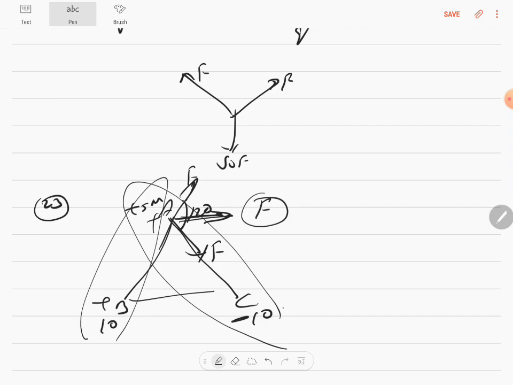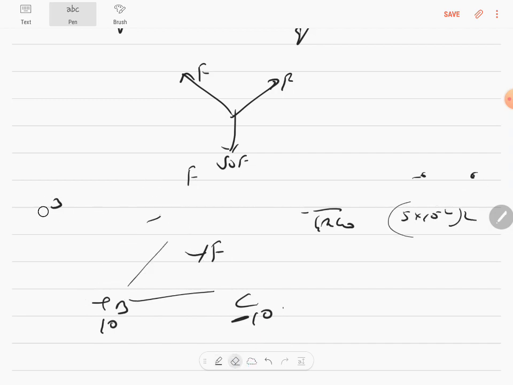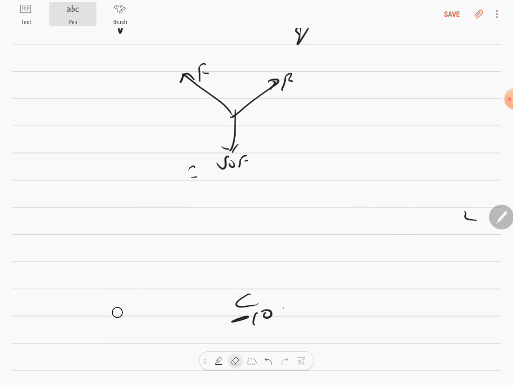The resultant will just be F. And what is F? It is 1 by 4 pi epsilon naught into 10 into 5 microcoulomb. So 10 into 10 to the power minus 6 into 5 into 10 to the power minus 6 by the distance, whichever length has been given as 5 centimeter, 5 into 10 to the power minus 2, the whole square. Thus you can calculate. I'm not doing this sum, it's similar to that, so I'm not doing it.